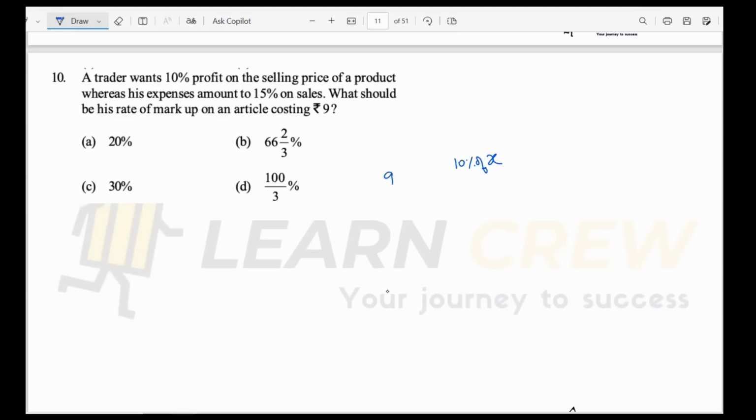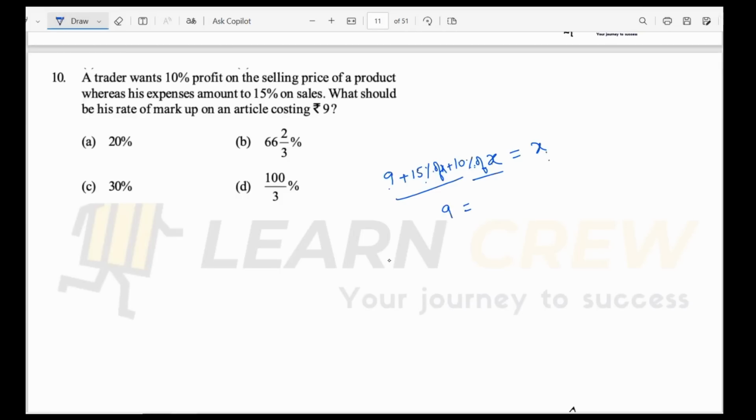Cost price is 9, and the expenses are 15% of X, and the profit is 10% of X. So finally it is equal to the selling price. Cost price plus profit is equal to selling price. Expenses are also part of the cost price. So 9 plus 15% of X is the overall cost price, and 10% of X is the profit, and it is the selling price. So what are you going to get?